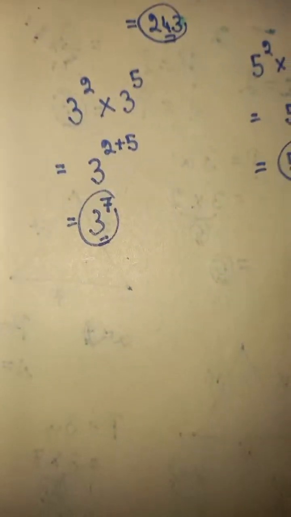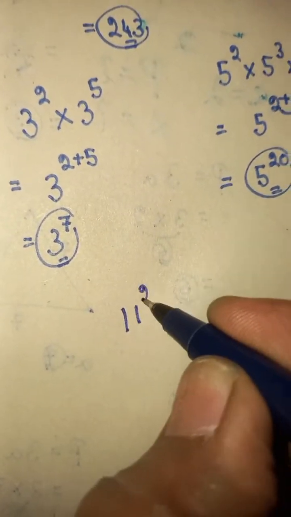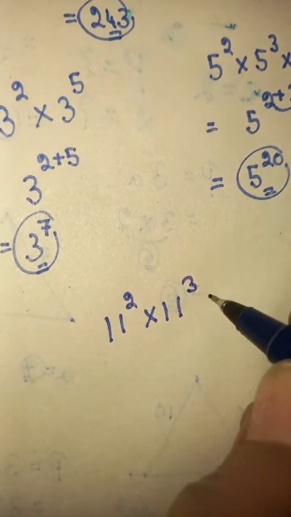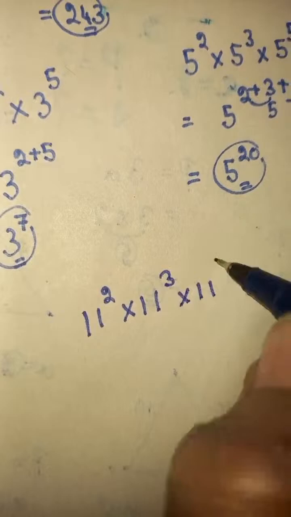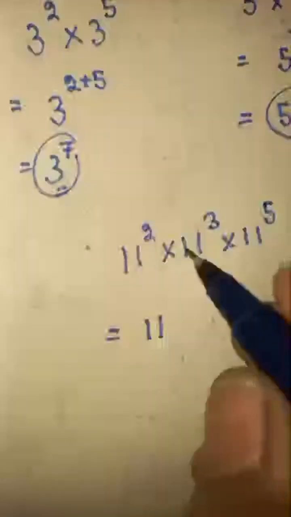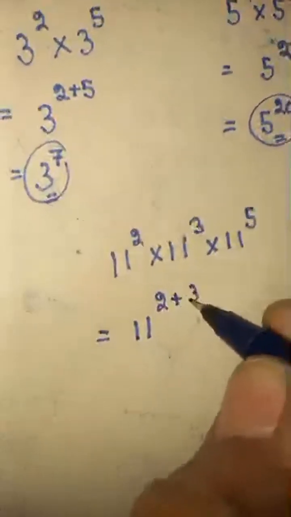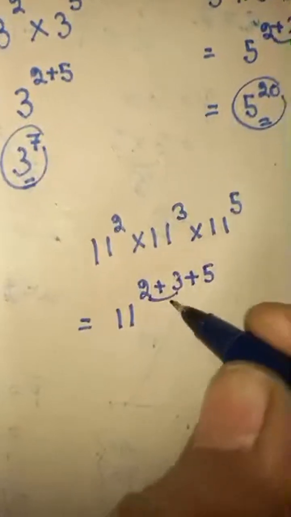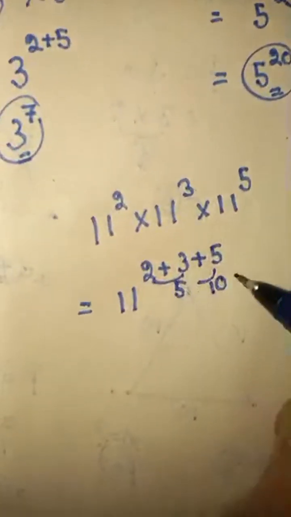At last, let's take one more problem. Here they are giving 11 square times 11 cube times 11 power of 5. In all of them, 11 is the common base. So take 11 as the common base and add all those powers. That is 2 plus 3 plus 5. 2 plus 3 is 5. 5 plus 5 becomes 10.